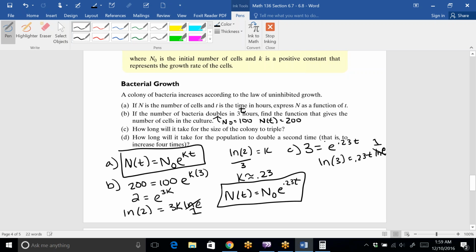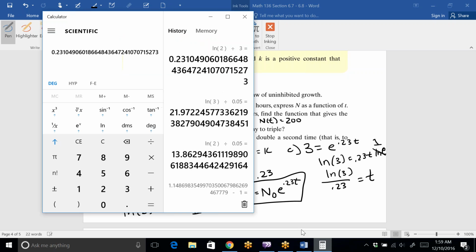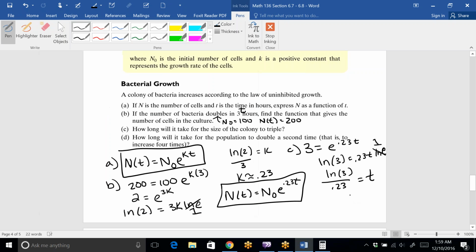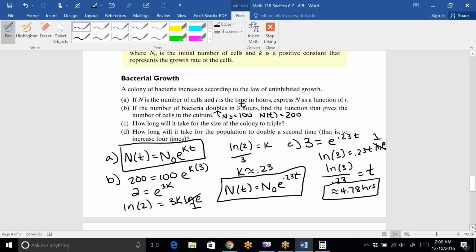So what I did there was I actually took the natural log and pulled the power to the front at the same time. So natural log of 3 divided by 0.23 equals t. It's hard to talk and write. So this is natural log of 3 divided by 0.23. Looks like this is 4.78, and this is in hours. So wow, this colony will triple itself in less than 5 hours.